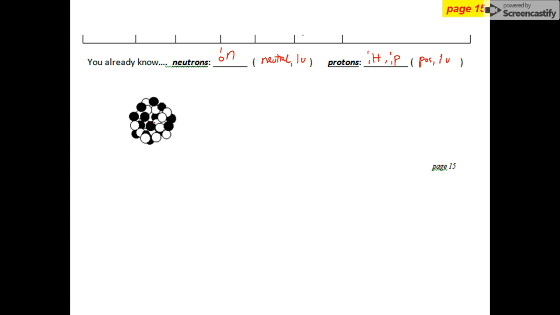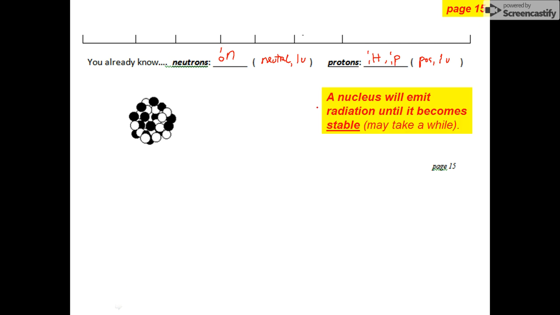And what I'd like you to do is, if this isn't in your notes, draw what this is. This is a nucleus. These are a bunch of protons and neutrons stuck together. And all I want to say here is that a nucleus will emit radiation until it becomes stable. And I guess I should add here, an unstable nucleus, okay? This only happens with an unstable nucleus. An unstable nucleus will emit radiation until it becomes stable, okay?